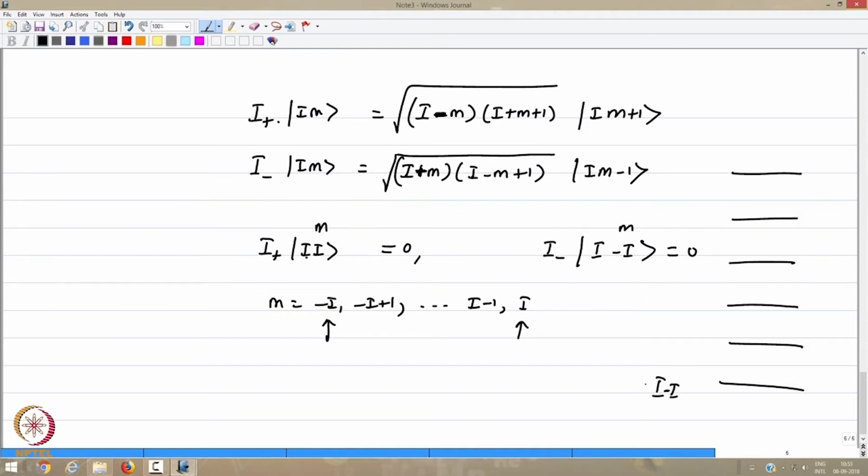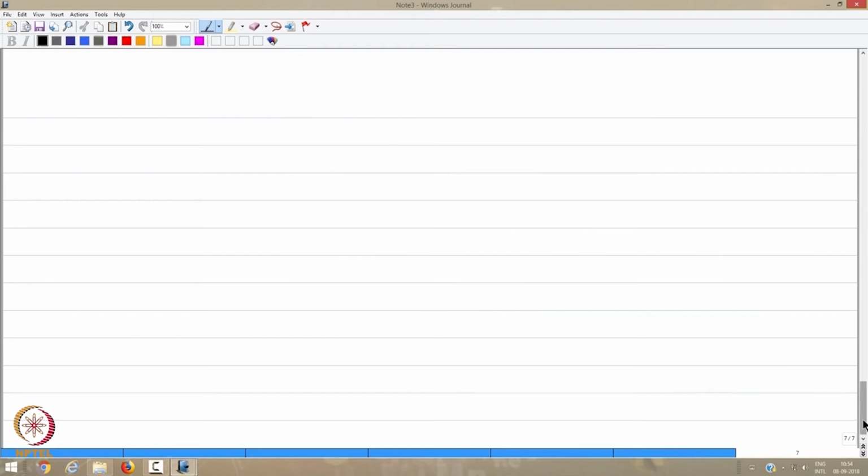Therefore, if you were to arrange the states in some ladder form, then in the ladder the lowest is I minus I and the highest is I, and the I plus operator takes it up and the I minus operator takes it down, but there is nothing below the lowest and there is nothing above the highest. So, it is easy to remember that. The moment you remember I minus m, you can immediately recall that it is I plus m plus 1. So, some way of mnemonic form to recall and remember important relations.